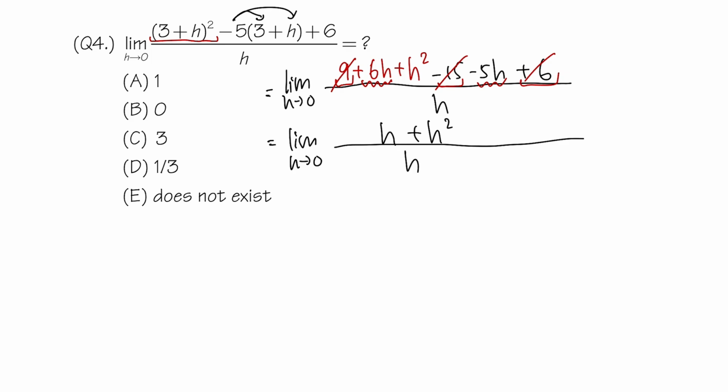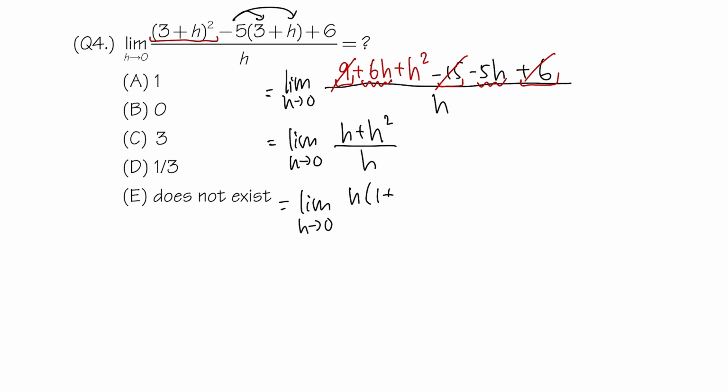Let me erase this a little bit and write it down better. On the top, we just have h plus h squared over h. We can factor out an h on the top, so h times 1 plus h over h. Then this and that cancel. Now we just put 0 in here. So 1 plus h is 1, and we get the answer is 1. So the answer is just 1. Of course, I know there's the derivative way to do it. Let's finish this first. I'll come back to this later, okay?